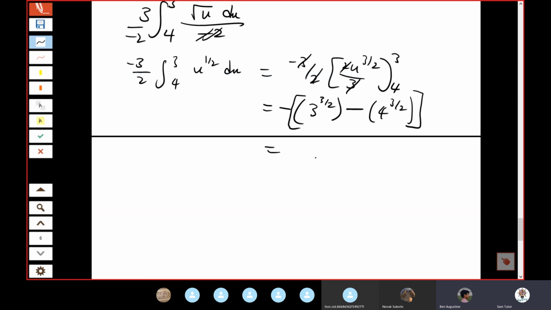Answer? It is 8 minus 3 root 3. I just swap them around. That negative goes there, obviously, and that goes.